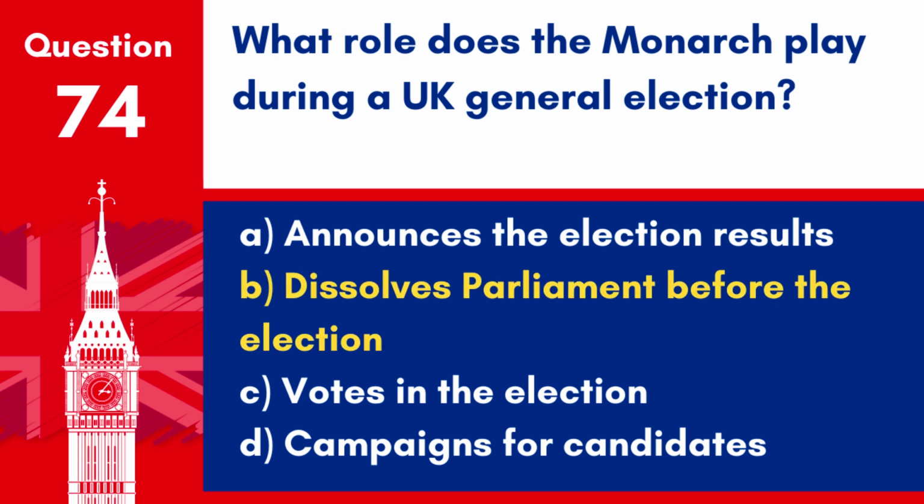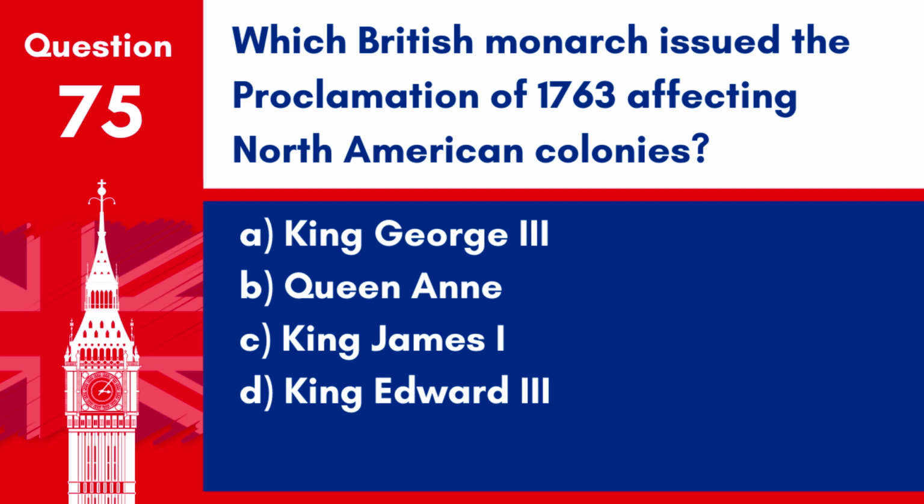Answer B. Dissolves Parliament before the election. Traditionally, the monarch plays the role of dissolving Parliament before a general election, although this is now largely a formality following fixed-term legislation. Question 75. Which British monarch issued the Proclamation of 1763 affecting North American colonies?